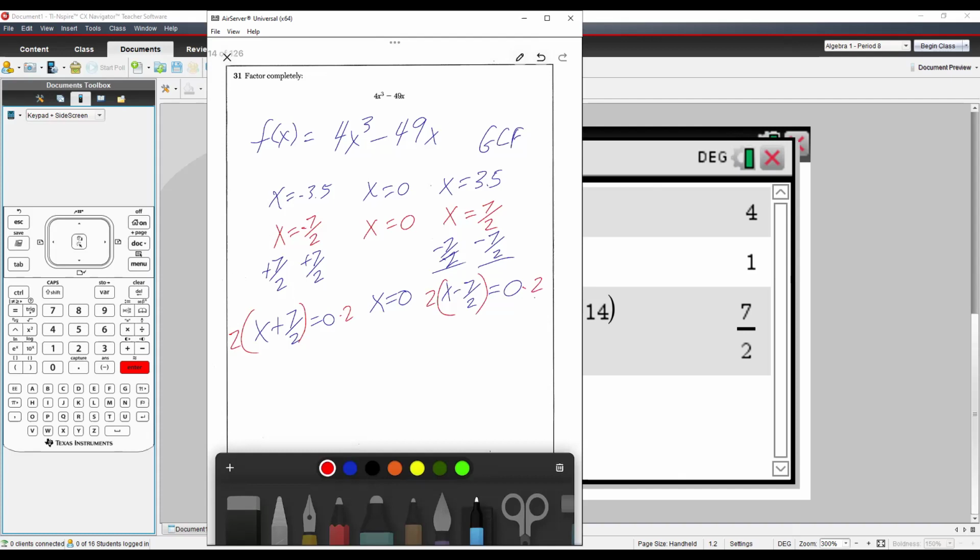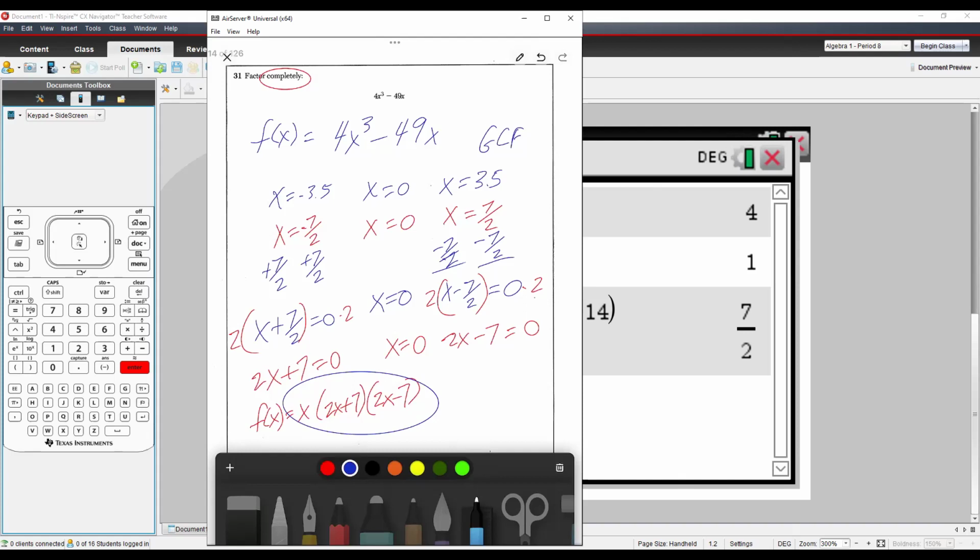So if you distribute, this is going to be 2x plus 7 equals 0. This one is x equals 0. Same thing here is going to be 2x minus 7 equals 0. Now, we got it. There's no fractions. There's no decimals. This is our factorized form. We would say x times (2x plus 7) times (2x minus 7). That is our factored function, and it's factored completely. Now the GCF was 1, so we don't have to worry about anything.